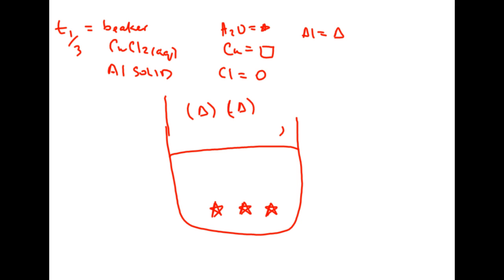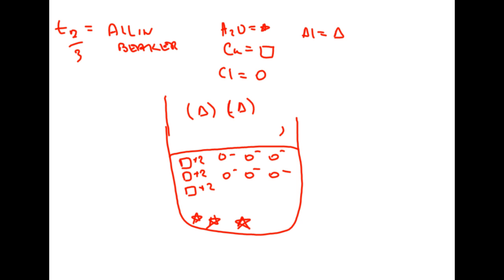And if you remember from the particle picture from T0, we had 3 moles of CuCl2. So let's draw that out. And that is our T1/3 particle picture. And for our particle picture for T2/3, we're just supposed to show everything as going into the water. The aluminum initially goes into it, and it remains a solid for a little while.